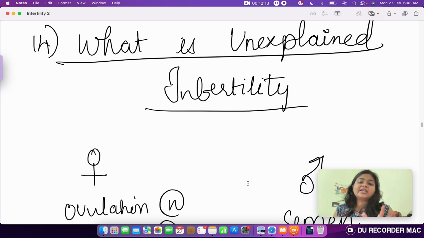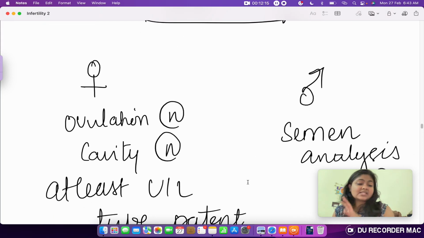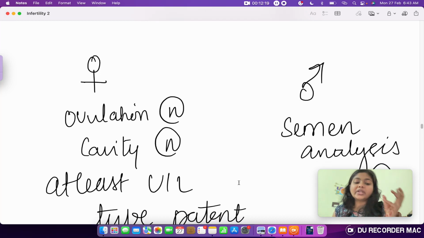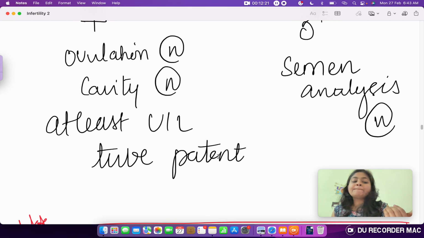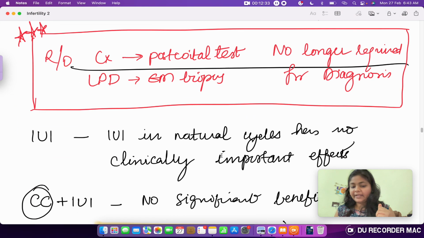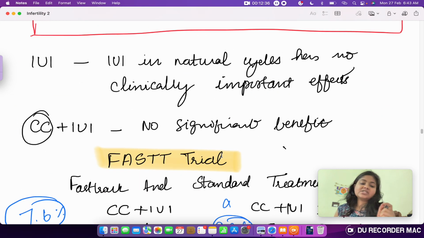We define unexplained infertility in cases where the semen is normal, the female is having normal ovulation and the uterine cavity, at least one tube is patent. And the points like postcoital test and endometrial biopsy are no longer required for the diagnosis. So cervical factors and the luteal phase defect are not included in the diagnosis of unexplained infertility. So the treatment is clomiphene citrate plus IUI.